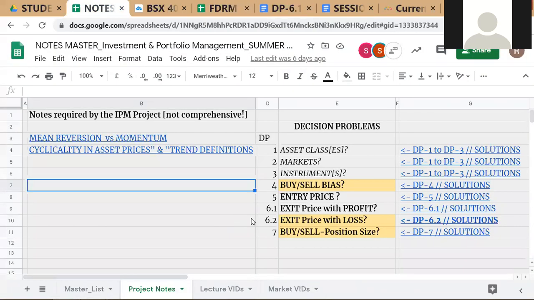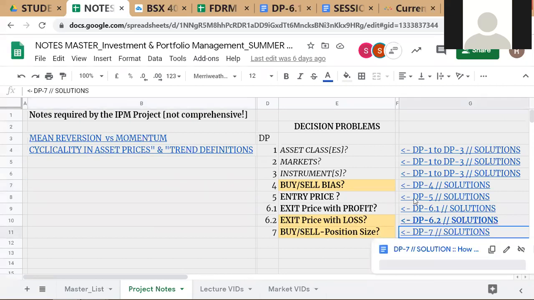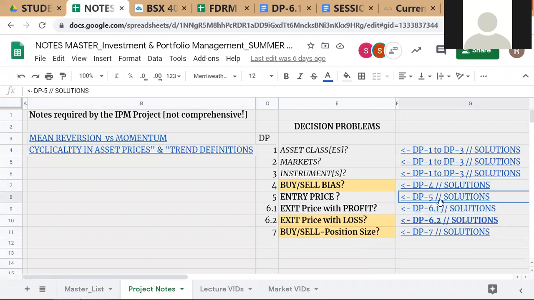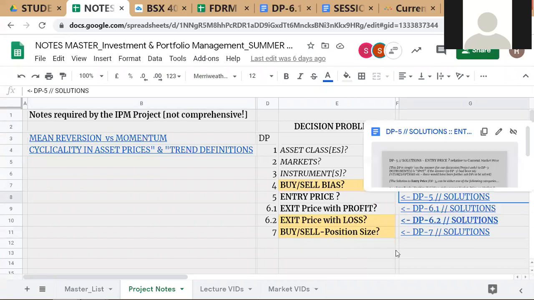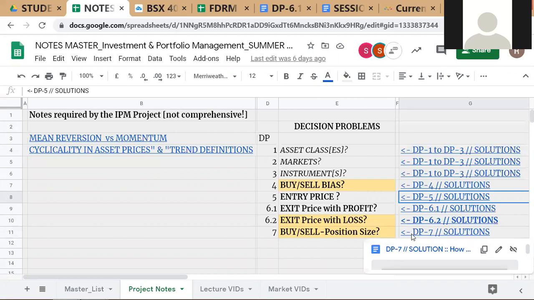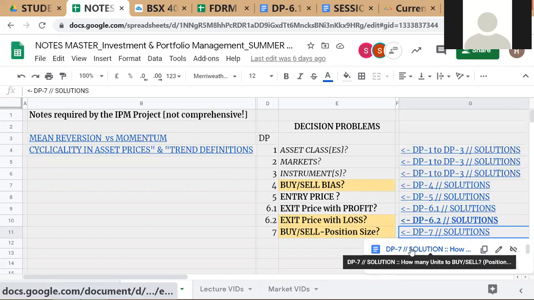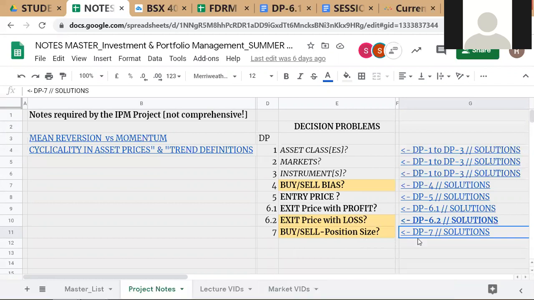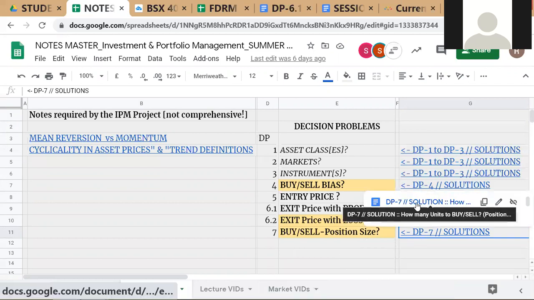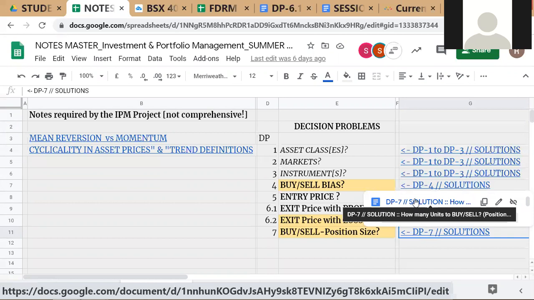Let's continue with where we were. All right. So we were looking at the various decision problems, and where we left you guys is we were looking at position size, as we had also covered the various order types in DP5. For position sizing, we had looked at some particular kinds of position sizing, algebraic formulae that you can use to easily model position size.